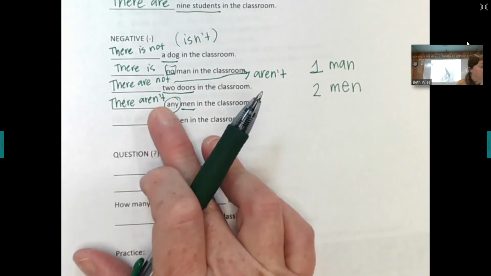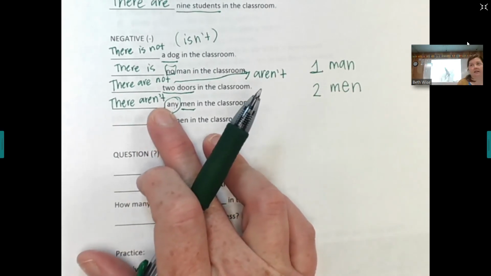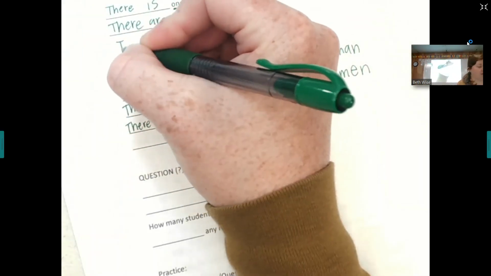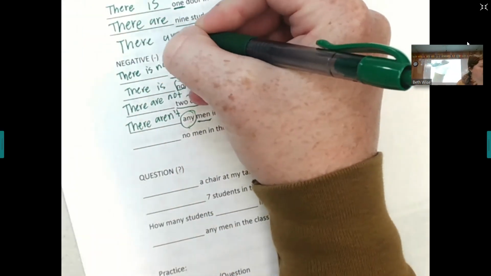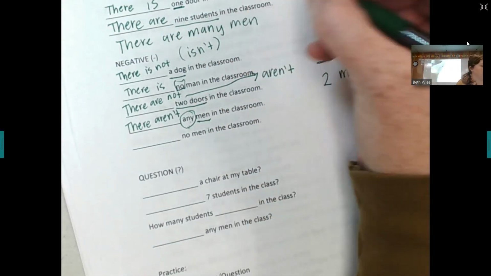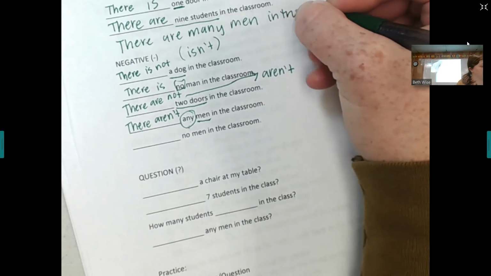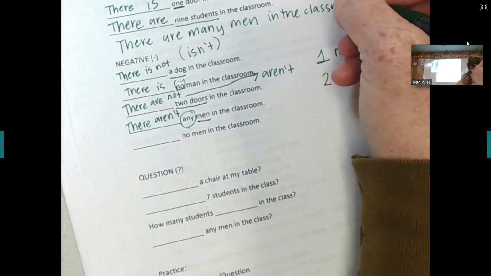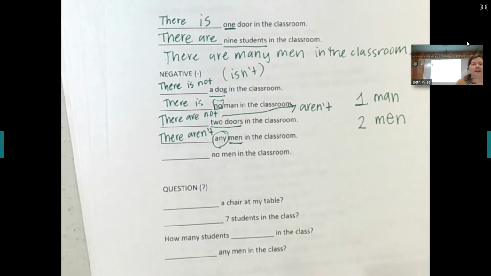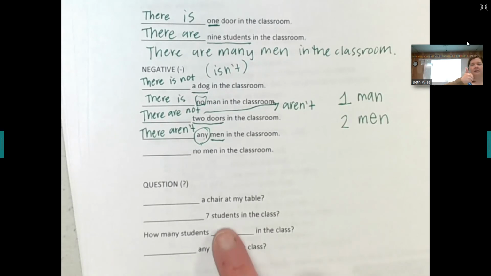There aren't. Yes, so you can do the negative verb. There aren't any men in the classroom. Positive, there are any men? So, okay, that's a good question. Okay, so the positive for that one would be there are many, muchos, many men in the classroom. It's different. There are many men in the classroom, so that would be the positive. There aren't any men in the classroom.